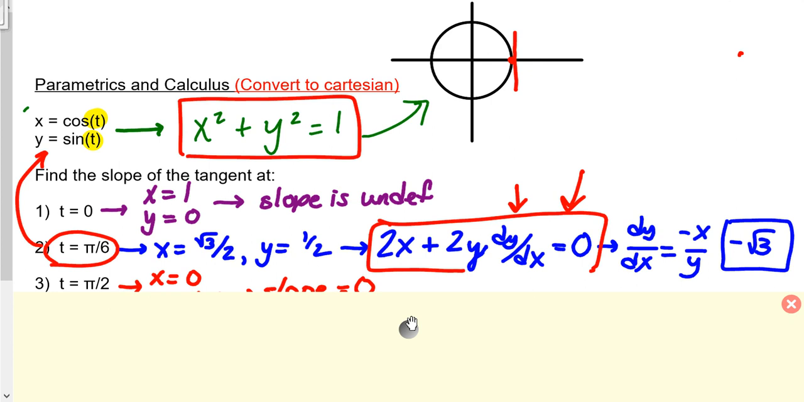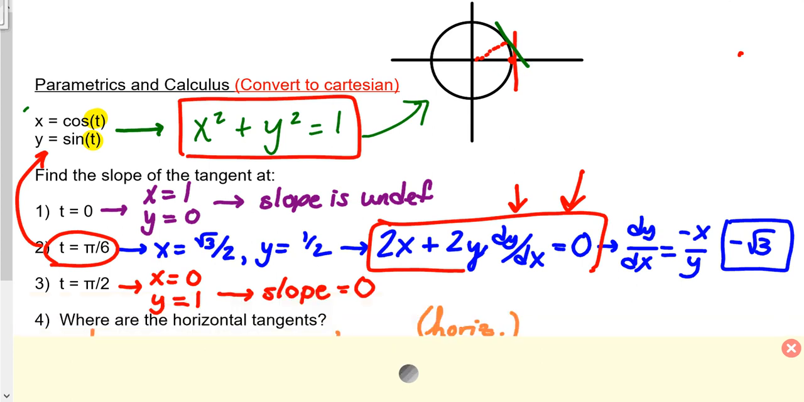This should make sense as far as the geometry of the situation, or the trig of the situation. This is pi over 6, and so roughly, and this line is the tangent line, and that tangent line has a slope of negative root 3. Okay, same idea now at pi over 2, but actually kind of easier.